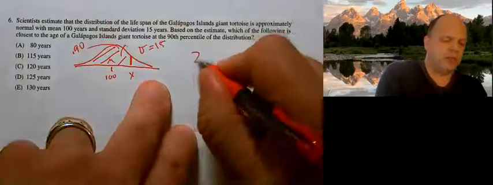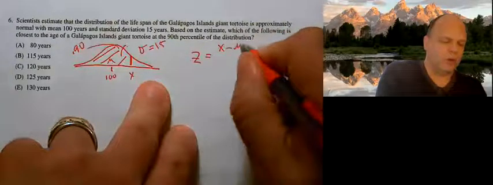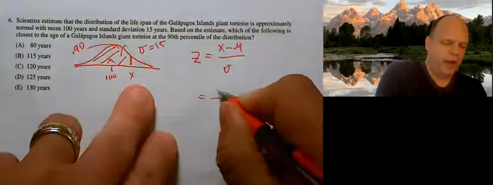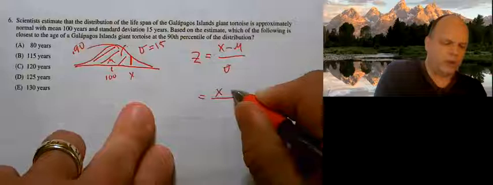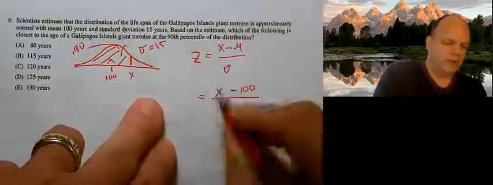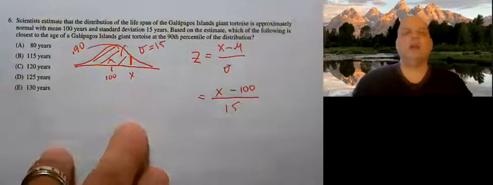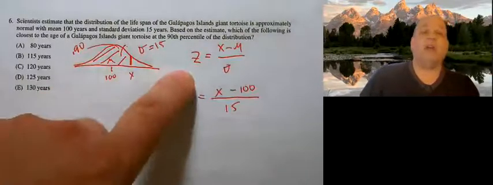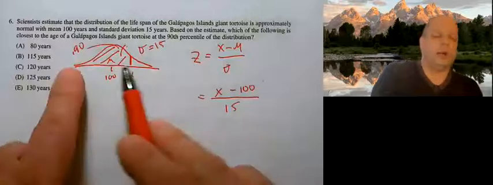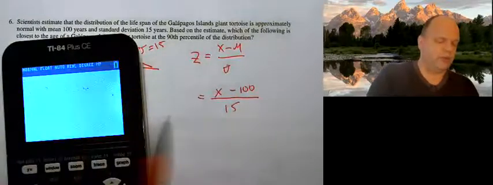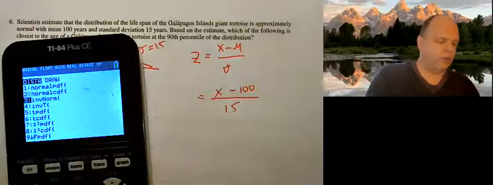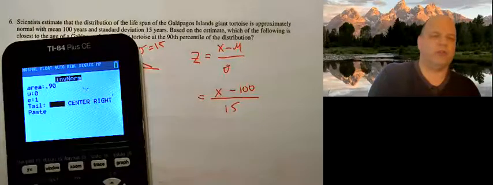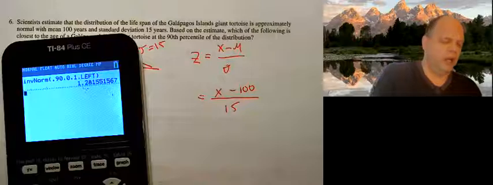So I'm going to go ahead and set up my z formula. z equals x minus mu over sigma. And I'm going to start plugging in what I know. Well, we don't know x, but we know our mean is 100 years, and my standard deviation is 15. So can I get a z? And the answer is yes, I can. Because they told us it was normal, I can use the inverse norm to get the z-score. So second vars, inverse norm, area is 0.90 because it's a percentile, mean is 0, standard deviation 1.